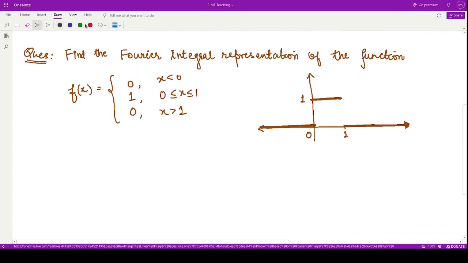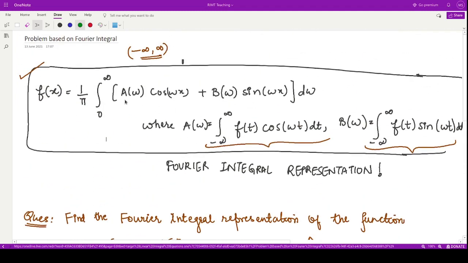In the question they are asking to find the Fourier integral representation of this function. Now this function is defined on the whole of the real line, so the interval here is from minus infinity to infinity. For this interval we are required to calculate the Fourier integral representation of the given function. For that we have to use the given expression, and we need to calculate A(omega) and B(omega).